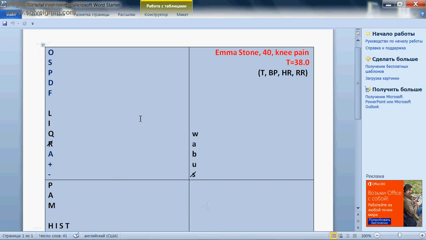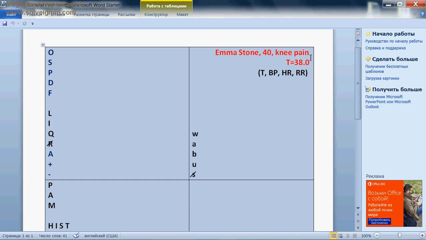So here is the general mnemonic for any pain that you will face on your exam. You start always when you see the doorway information. You always put 3 things on the right upper corner of your list, which is patient name, age, and chief complaint.